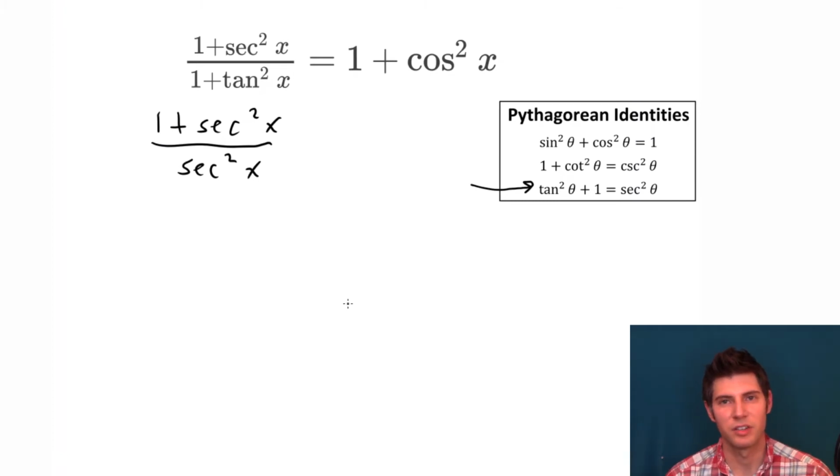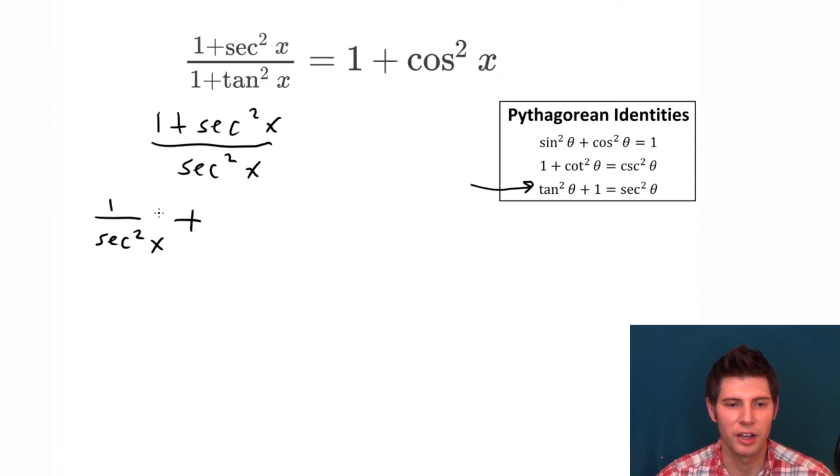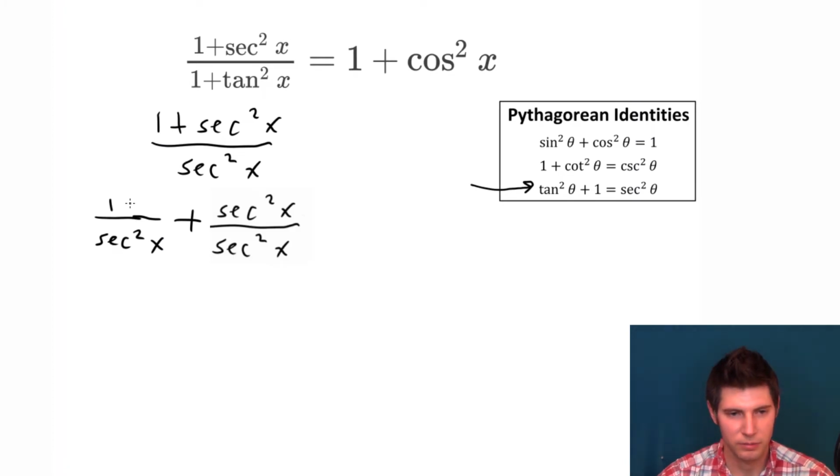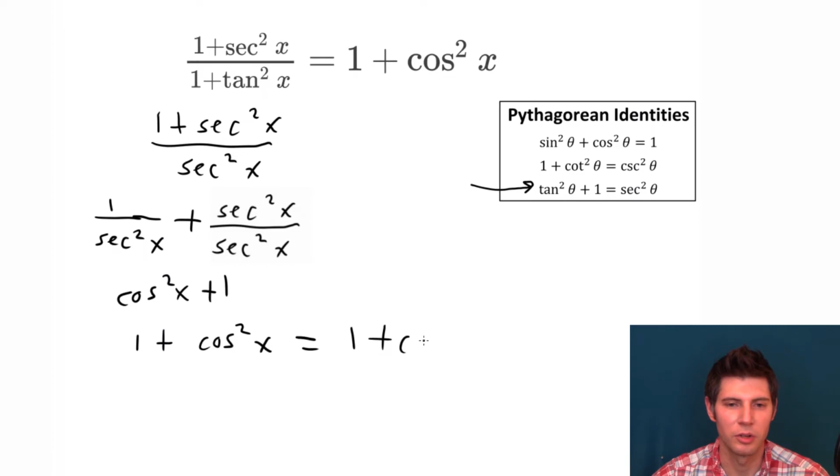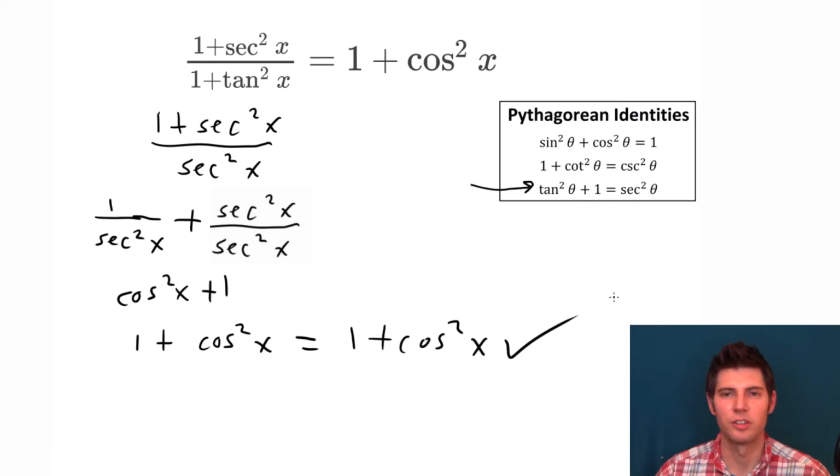Now on the left-hand side, we have a single fraction. On the right-hand side, we have two terms. So we want to split the left-hand side into two separate fractions with the common denominator. So this is 1 over secant squared x plus, and then secant squared over secant squared is just 1. 1 over secant squared is cosine squared, if you know your inverse properties. So this is cosine squared x plus 1. And we can just switch the order because addition is commutative. And that is what we were trying to equal on this side. So this one's done.